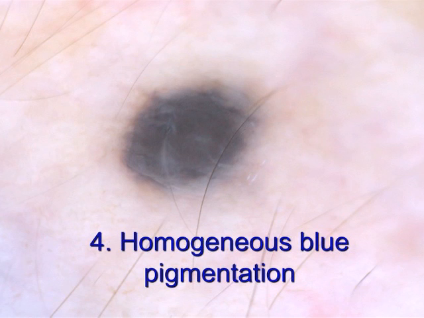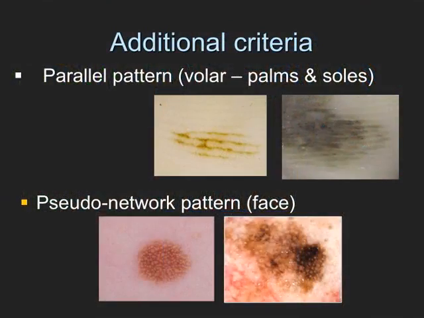Now, there are two areas of the anatomy that require special attention. With the 2 to 2.5 hours allotted, it's going to be difficult to cover everything, but suffice to say that for the face, we have a pseudo-network pattern, and for the palms and soles, we have a parallel pattern, which are added features that help you in the diagnosis of a lesion as melanocytic in these areas. So parallel pattern on the palms and soles, we'll talk about when we talk about melanoma, and a pseudo-network pattern on the face.